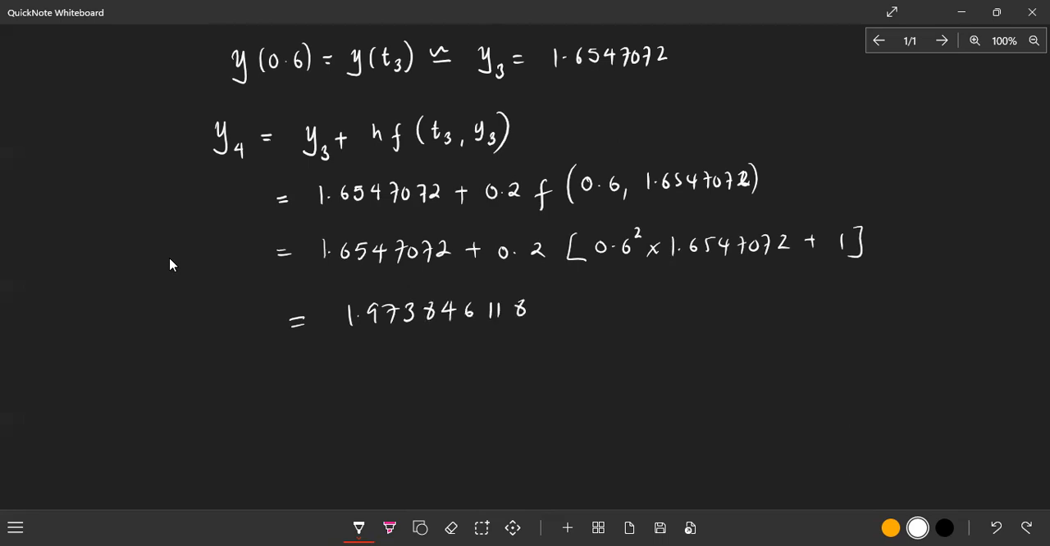If we simplify that, our y4 will be equal to 1.973846118. So therefore, we can conclude now that y at 0.8, which is the same as y at t4, is approximately equal to y4, which is 1.973846118. So this is our y of 0.8.